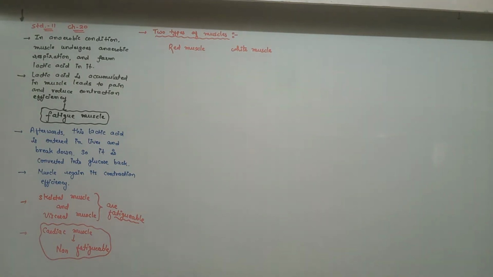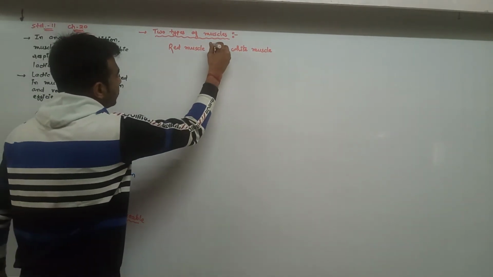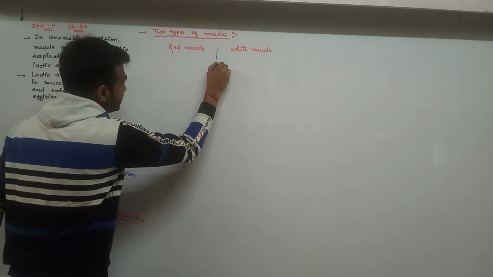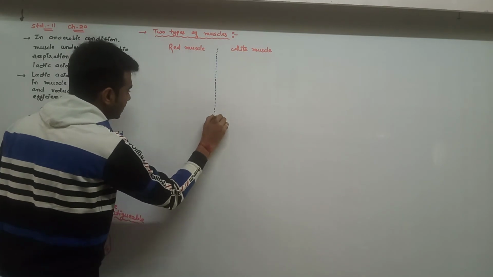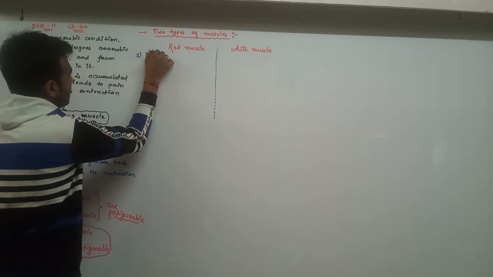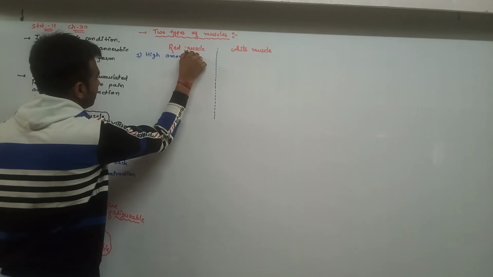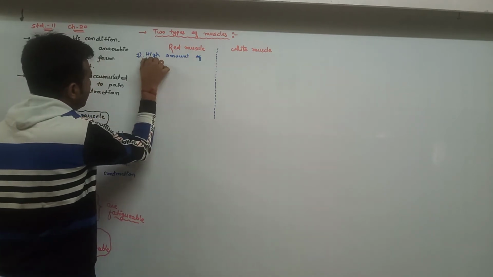Red muscle and white muscle. Now here we will discuss one by one each and every point of it. High amount of myoglobin.